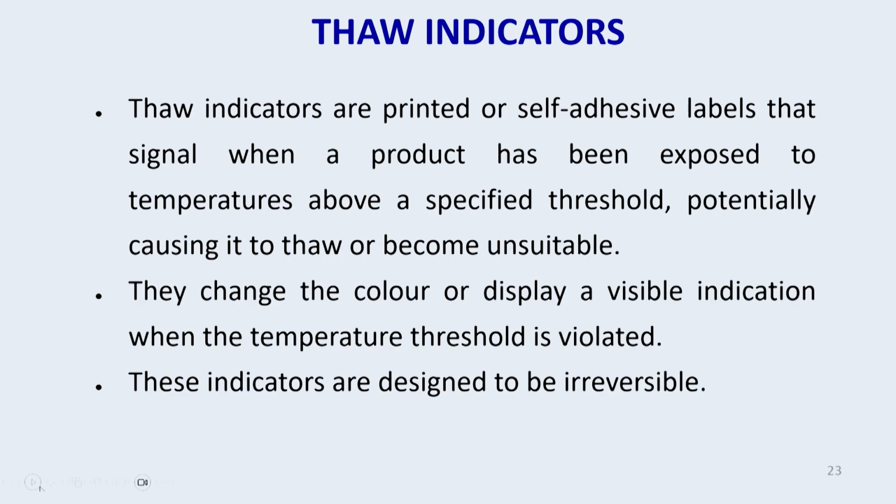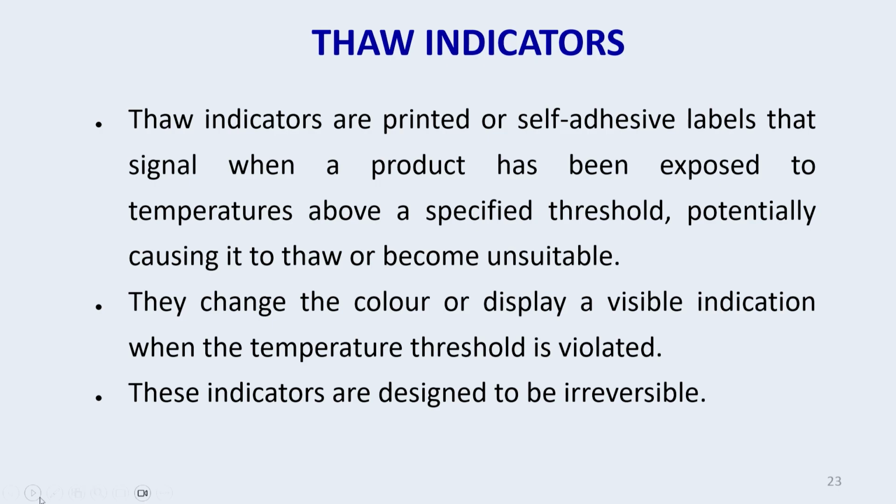Coming to the last topic in the last module, thaw indicators. These thaw indicators are labels, either printed labels or self-adhesive labels. When a product has been exposed to temperatures above a specific threshold, potentially causing it to thaw or become unsuitable, these labels indicate that a particular product is not suitable for use. Those are indicated in the form of labels, which could be a self-adhesive label or a printed label.